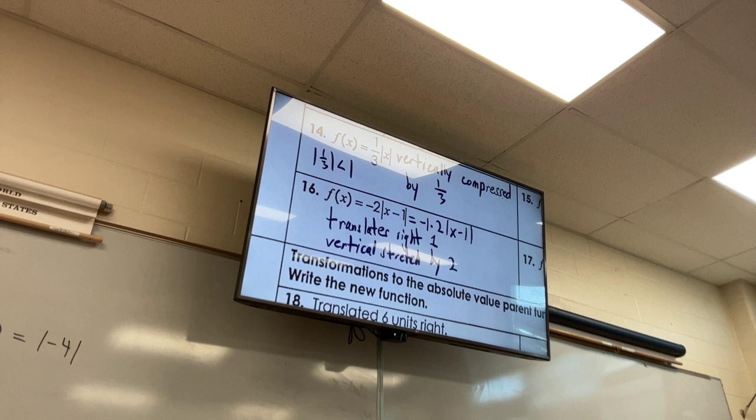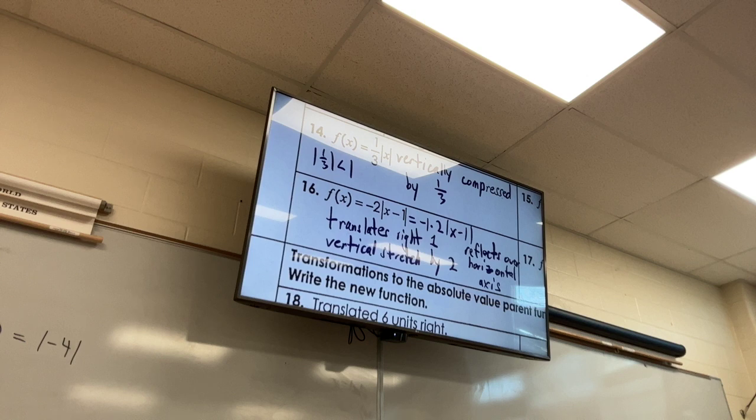It does reflect. Let me write that down first. So it doesn't compress. I'm going to explain. It does reflect over the horizontal axis.